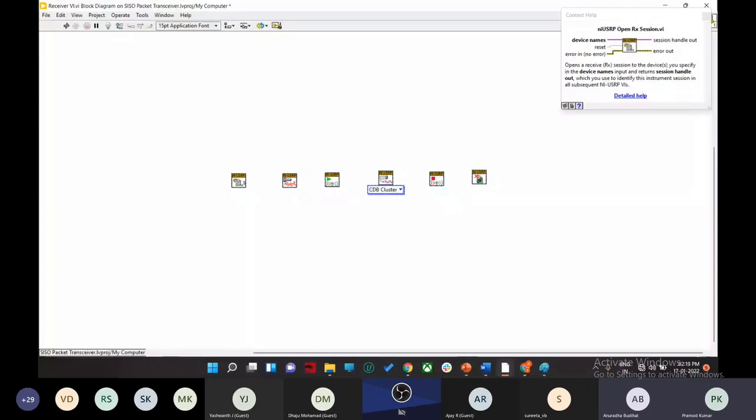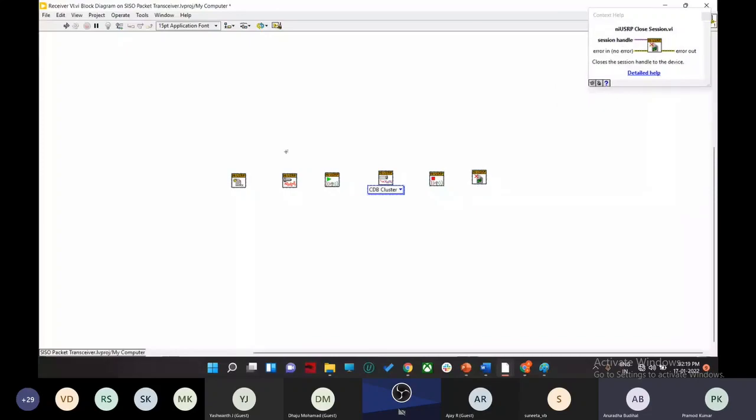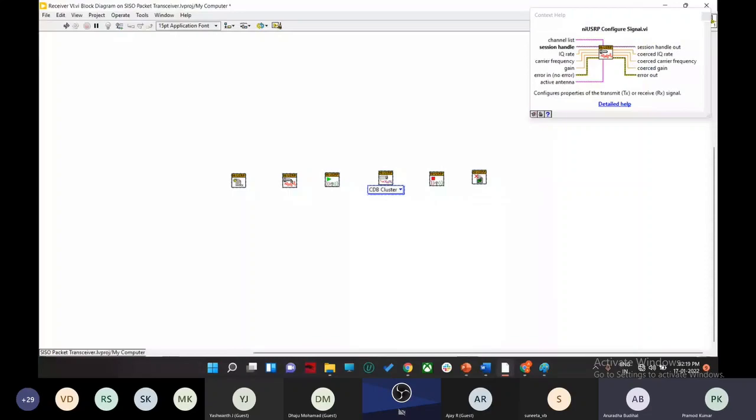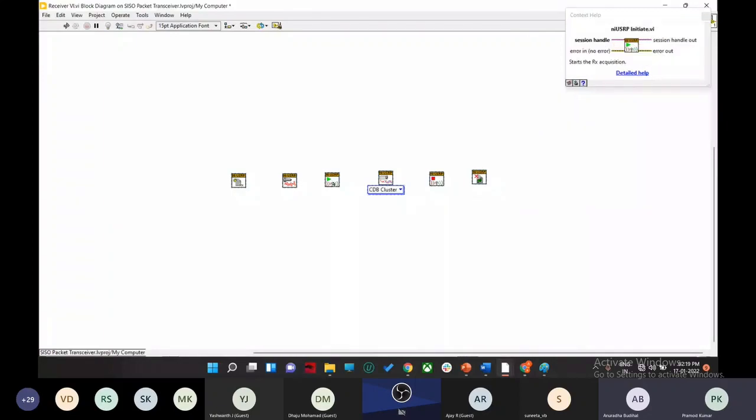Next is the configure signal. Similar to the transmitter, the configure signals are there in the receiver as well. Then this is initiate USRP. This is used because, as you know, antennas are passive devices, so the receiver might keep on receiving some unnecessary signals. To overcome that, we use USRP initiate.